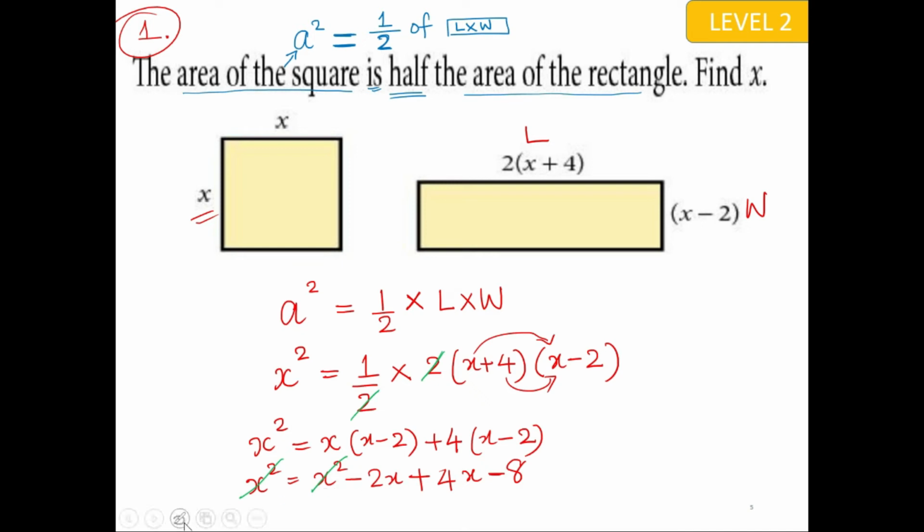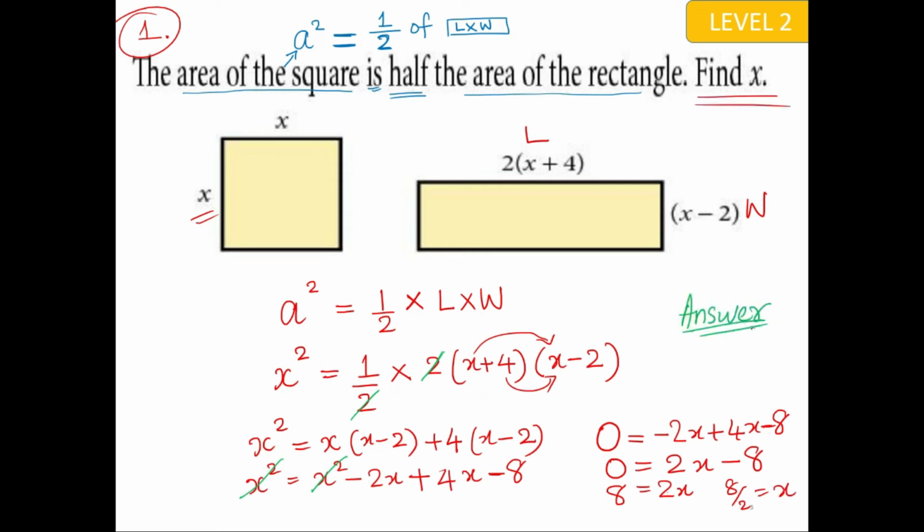The remaining is 0 is equal to negative 2x plus 4x minus 8. So 0 is going to be 2x minus 8, because I have negative 2x plus 4x. So it gives me 2x. Bringing this negative 8 to the other side, I have 8 equals 2x, from which my x is going to be 8 divided by 2. So 8 divided by 2 is my x, and my answer for x is equal to 4.